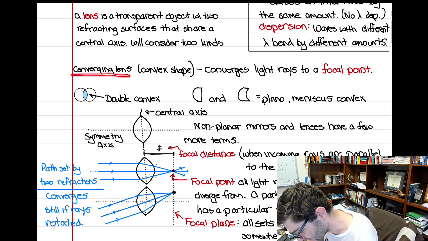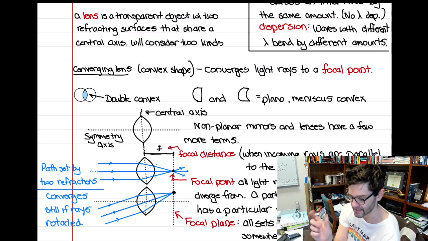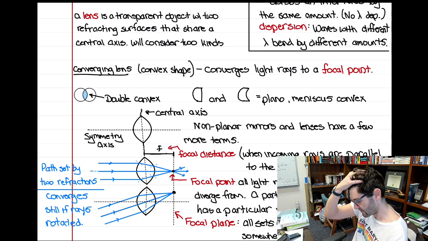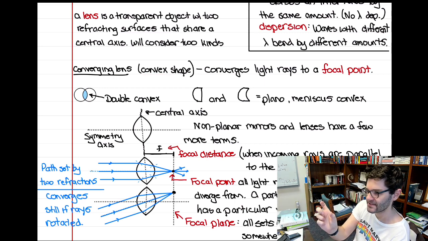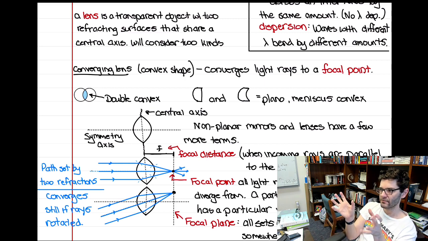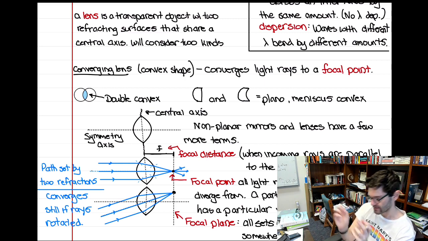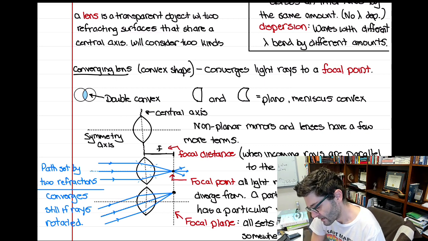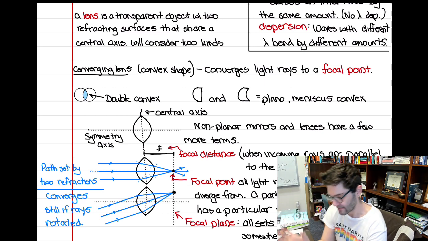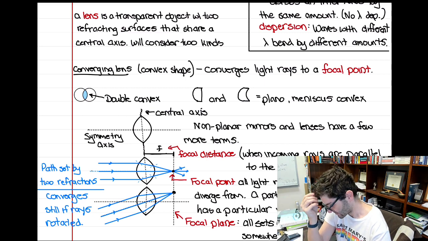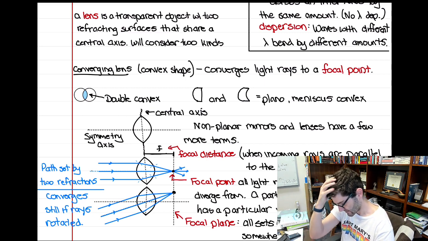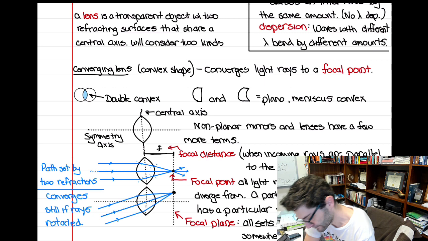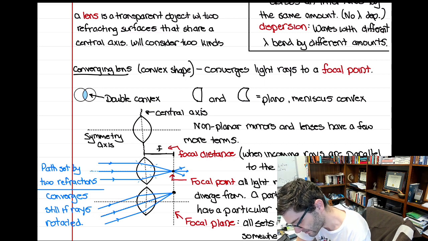So a converging lens, or what's sometimes called a convex lens, I'll use those two words synonymously. And they're synonymous because converging lenses, their goal is to bring rays together, to converge them to a particular location called a focal point. And they usually end up having a convex shape. So I will use convex and converging as synonyms. Particularly we're going to look at the case of a double convex lens.